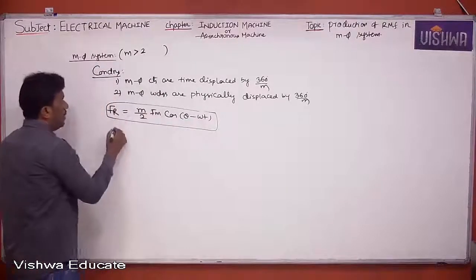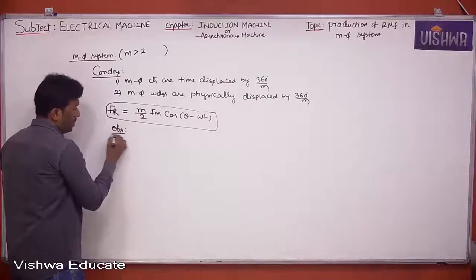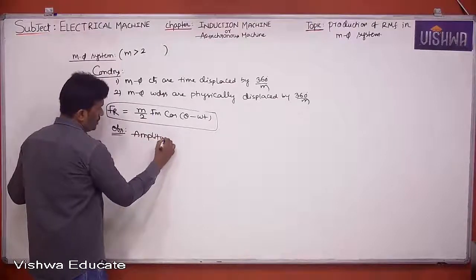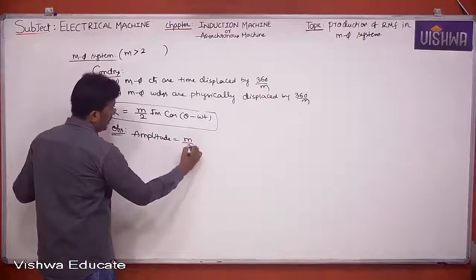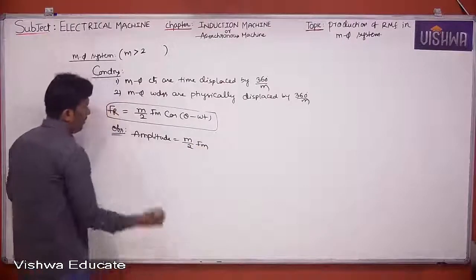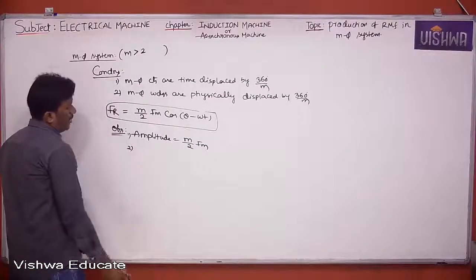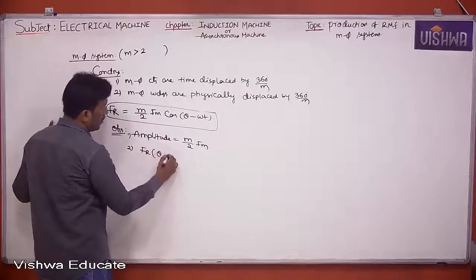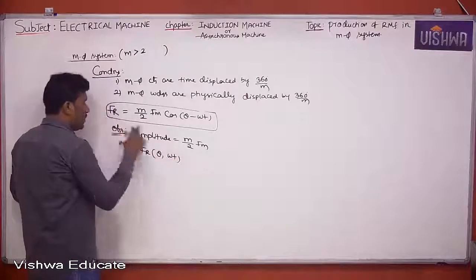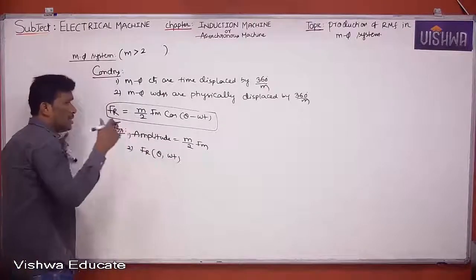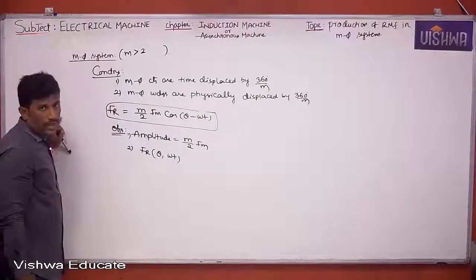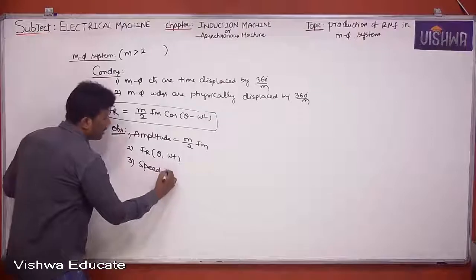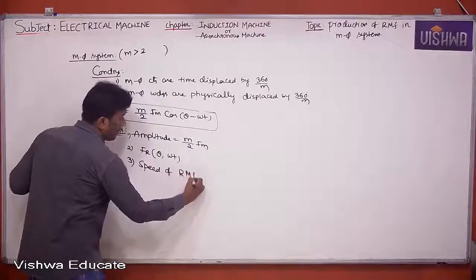Please tell me observations from this equation. What is the amplitude? I can write simply M by 2 Fm. And second observation: Fr is a function of what? Theta comma omega t. That means it is varying with space and time. That means rotating magnetic field is produced in an M-phase system also. And what is the speed of rotating magnetic field? I told you already.